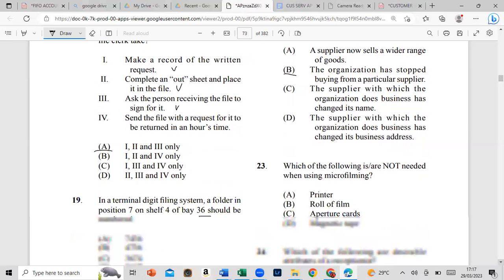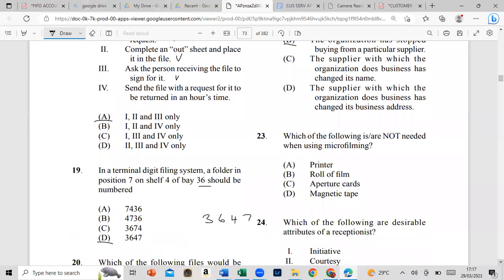All right, let's move on to 23. Which of the following is not needed when using a microfilm? A. A printer, B. Roll of film, C. A picture card, D. Magnetic tape. And that would be magnetic tape.